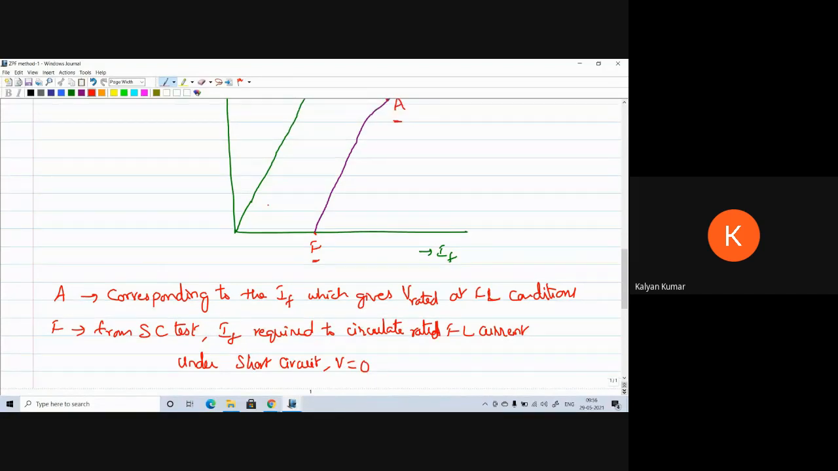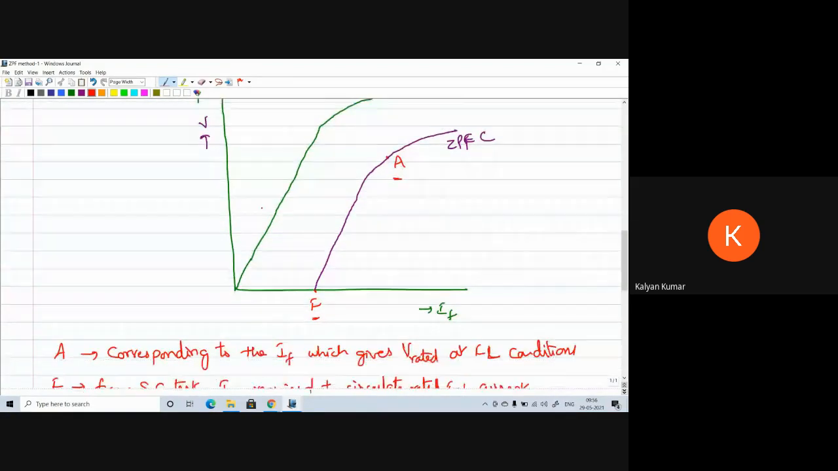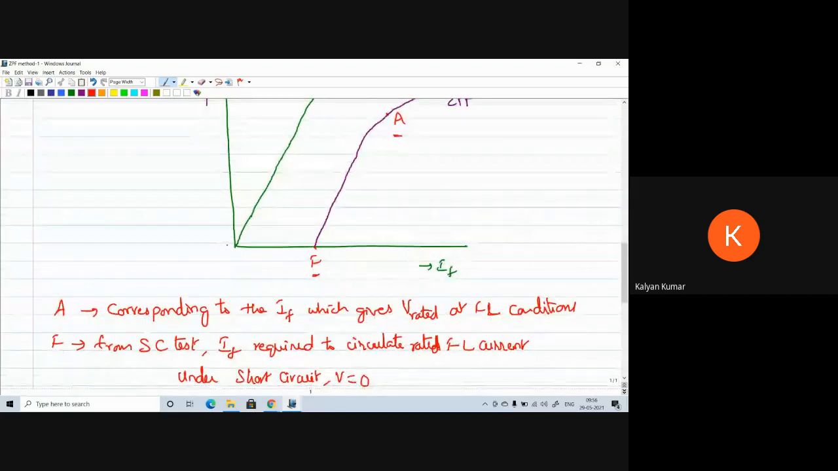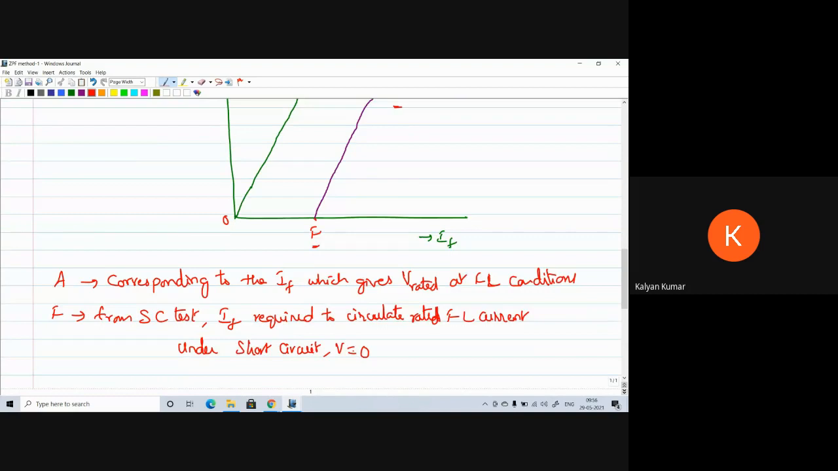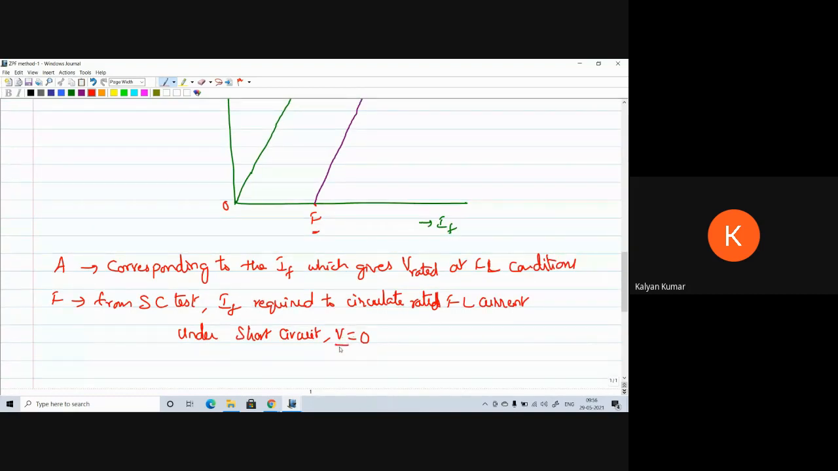So మనము y axis లో voltage తీసుకున్నాము. So voltage ఇది 0 కాబట్టి F point దగ్గర voltage 0 అవుతుంది. So y axis coordinate satisfy అయింది. So terminal voltage is 0 under short circuit conditions. Now under full load conditions, full load current దగ్గర reading తీసుకుంటున్నాం కాబట్టి, ZPF curve కూడా మనం full load conditions లో draw చేస్తున్నాం కాబట్టి it is okay.